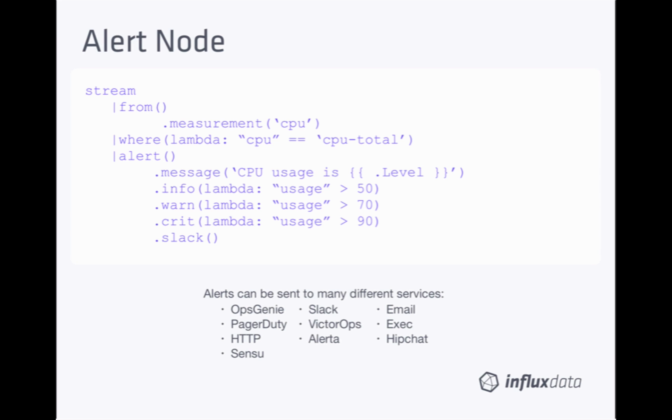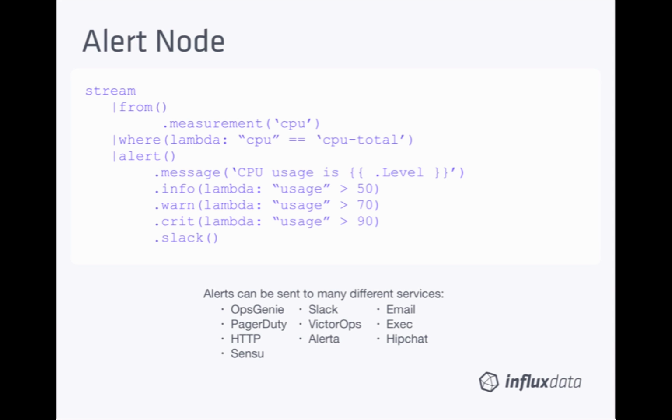And then finally, sort of the business end of Kapacitor is the alert node. And that alert node is what you pass your data to after you've decided the amount of data that you want. So down in the alert, we decide what level is this alert, what's the message, and where am I sending it. So we've got a number of different services that are available to send alerts to.